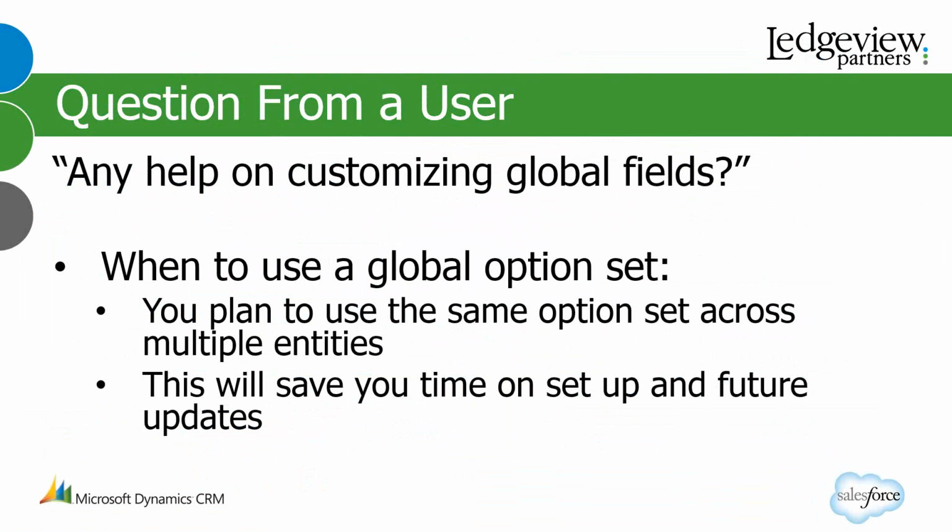One of our users asked, any help on customizing global fields? That's an excellent question. And when it comes to using global option sets, these are a real time saver. The best way to use a global option set is when you plan to use the same option set across multiple entities. This will save you time on setup and future updates. And I'm going to go back into our CRM and I will show you how to create a global option set.